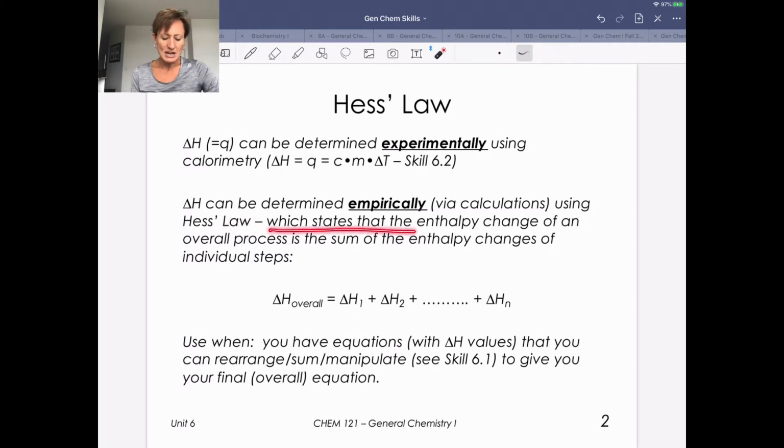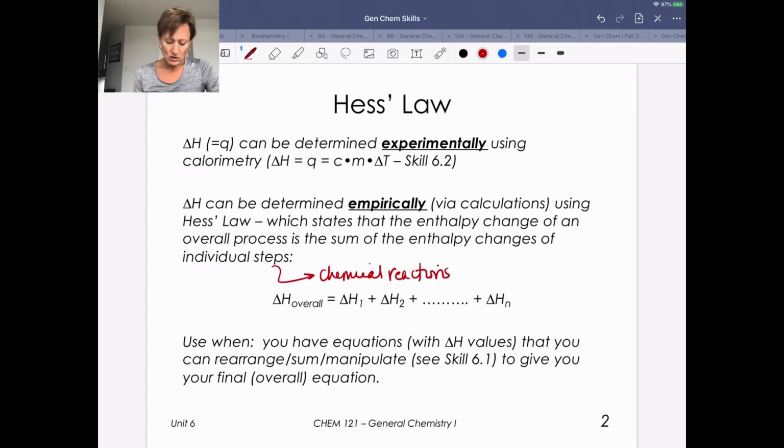Hess's Law pretty much states that the enthalpy change of an overall process is going to be the sum of the enthalpy changes of individual steps. So the delta H for an overall process will be the delta H for individual steps. So what do we really mean by individual steps? Well, we're actually meaning individual chemical reactions.